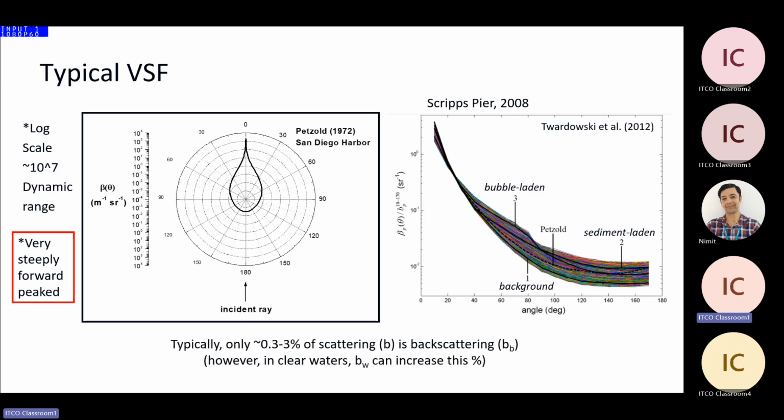Typically, if you look at the backward hemisphere, which is just this bit here in the polar plot, if you were to integrate this area, that fraction of the VSF is only about 0.3 to 3%. In very rare cases, it can be higher, and we're talking about just the particles, because once you add water, especially in clear water, the water tends to dominate, and the water has a backscattering ratio of 50% because it's symmetrical around 90 degrees, as Zhongping mentioned.